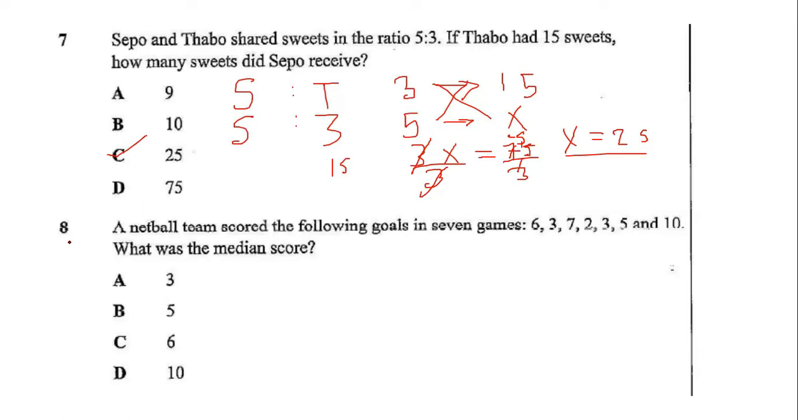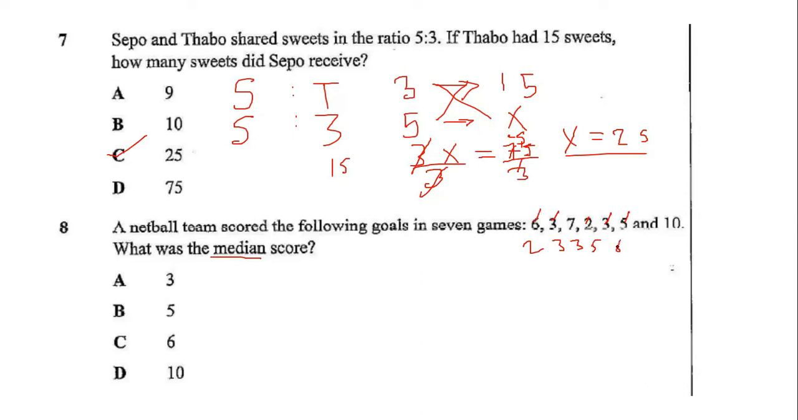We go to the next one, question 8. If a netball team scored the following goals in 7 games: 6, 3, 7, 2, 3, 5, and 10, what was the median score? The median is the middle number when the scores are organized in ascending order. So we start with the smaller numbers first. We write a 2. Then we have a 3 and a 3. Then a 5, then a 6.